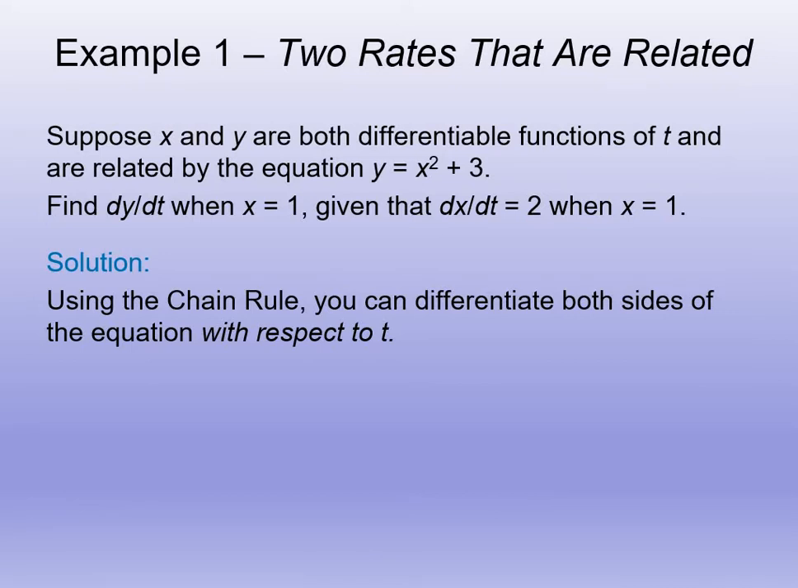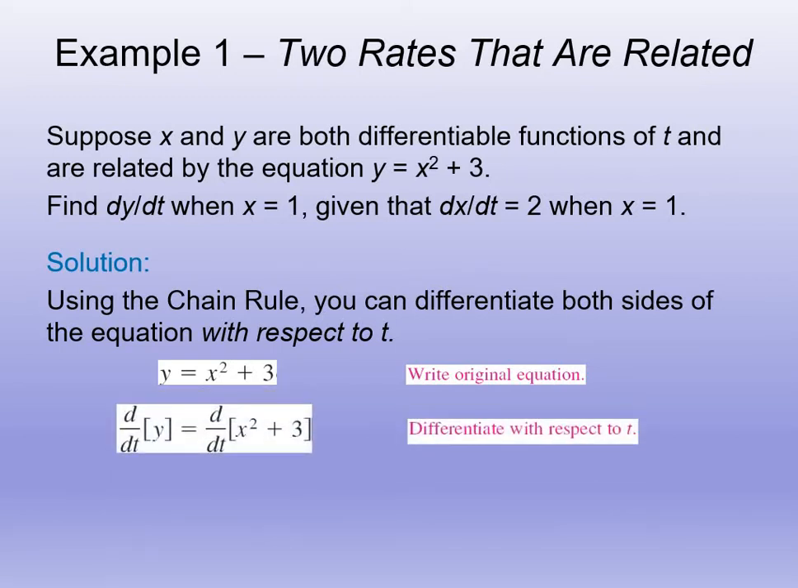The bottom variable is the one that we're always taking the derivative with respect to. So we start with the original equation, y equals x squared plus 3, and take the derivative of y with respect to t and the derivative of x squared plus 3 with respect to t. The derivative of y with respect to t is just dy/dt. The derivative of x squared is 2x dx/dt, and the derivative of 3 is 0. We're using the chain rule there, so we're left with dy/dt equals 2x dx/dt.